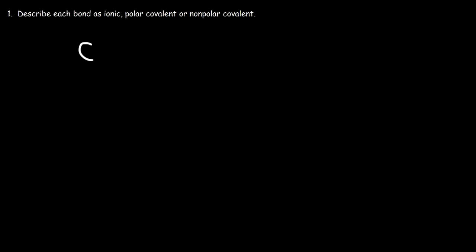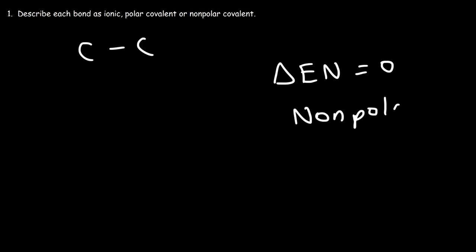Now, what about the carbon-carbon bond? Is it ionic or is it covalent? Now, both atoms have the same electronegativity value, so the EN difference is 0, which means that it's nonpolar. So anytime you have two of the same type of atoms that make up a bond, it's always going to be a nonpolar bond. The electrons will be shared equally.